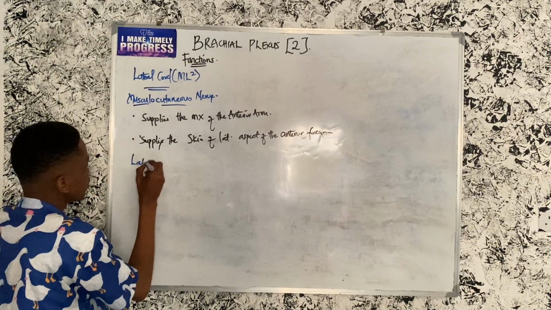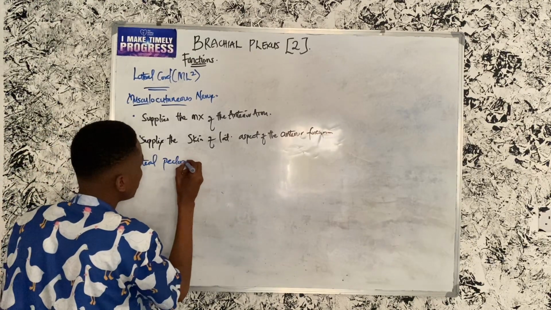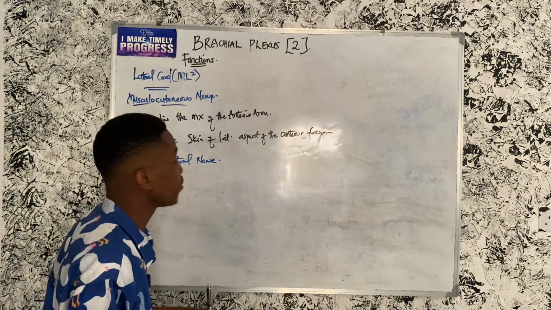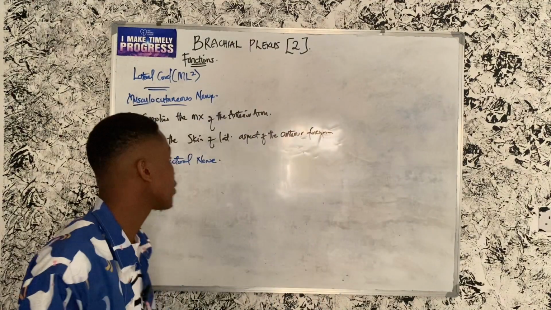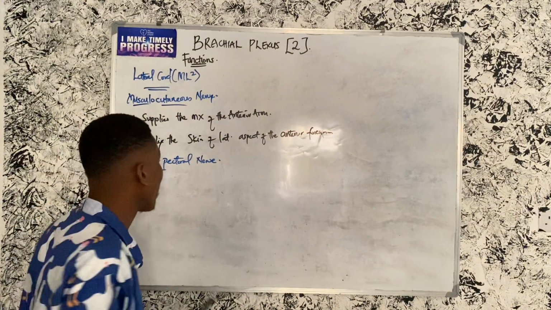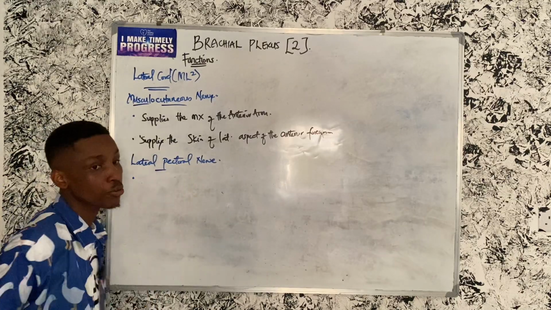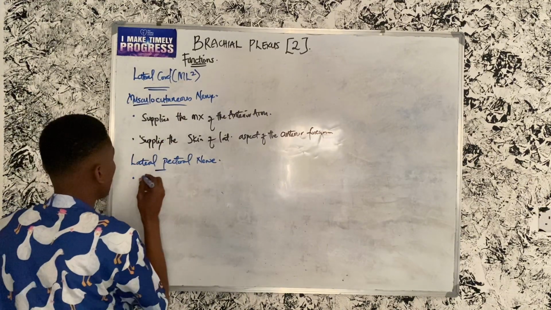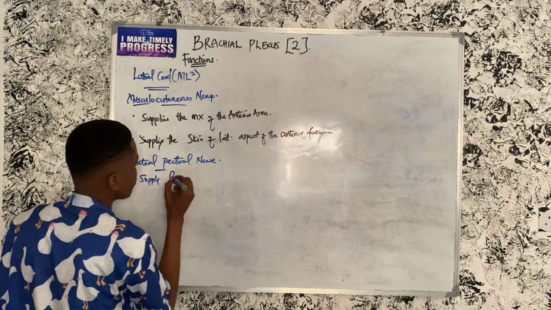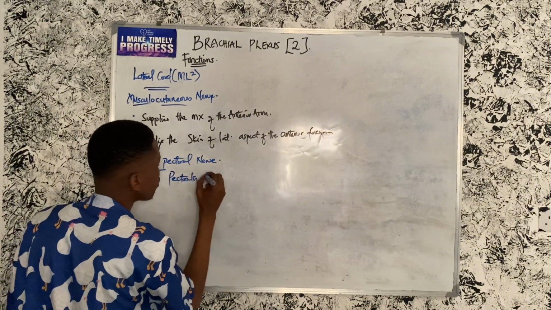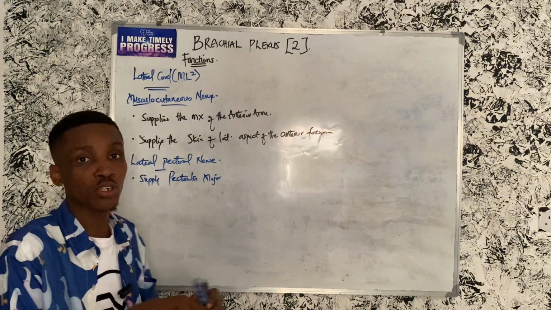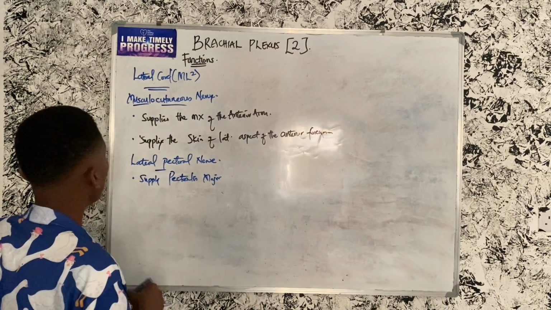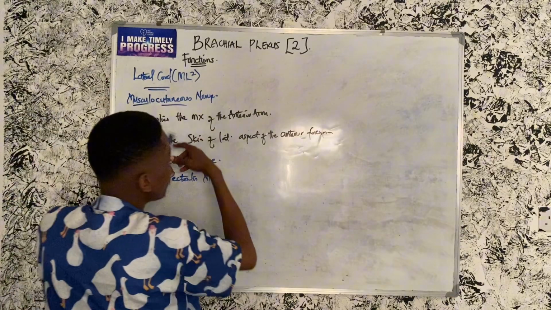We had an L called lateral pectoral nerve. What does the lateral pectoral nerve supply? The lateral pectoral nerve will supply the pectoralis major. Pectoralis major is a muscle found in the pectoral region, usually this region here. So the lateral pectoral nerve will supply it. So this covers my lateral cord.